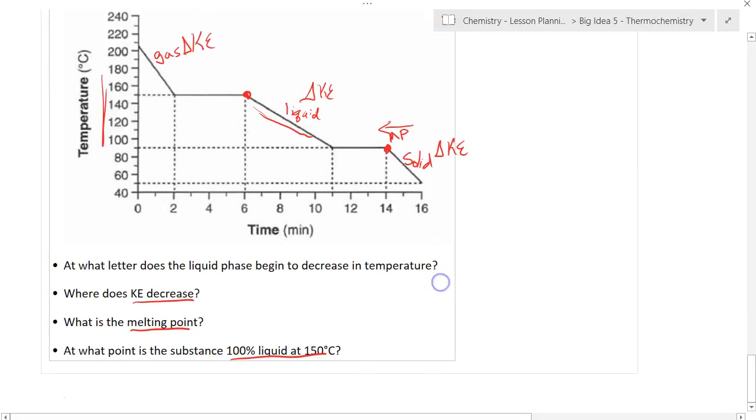And at what point is the substance 100% liquid at 150 degrees Celsius? So at what point on this line is it 100% liquid? Okay, well, it's 100% liquid right at this point, right here. And the reason why is because it's going from a gas to a liquid if it's going in this direction. Once it gets to the end of that, it's all 100% liquid. In this section, it's a mix between gas and liquid, until it gets to the end.